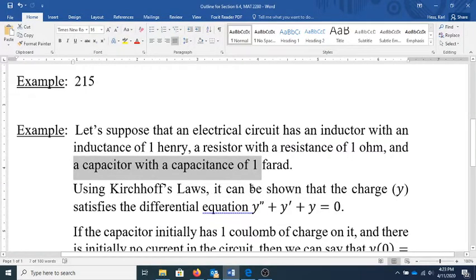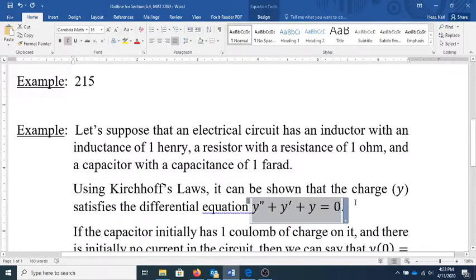Alright, now if this were a differential equations class or a physics or an engineering class, I would go through Kirchhoff's laws and talk about how we would use them to translate this information into a differential equation. But for now, I think that would take us too far afield. So suffice it to say that using Kirchhoff's laws, we can translate the information in that first paragraph into a differential equation. Okay. Here, Y represents the charge on the capacitor.